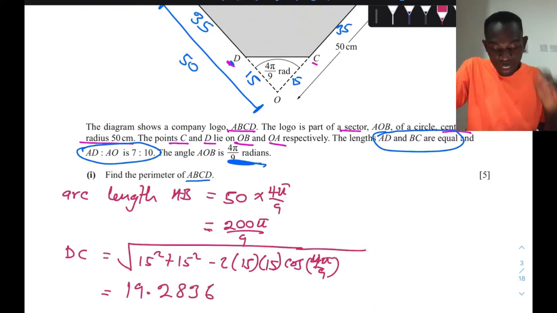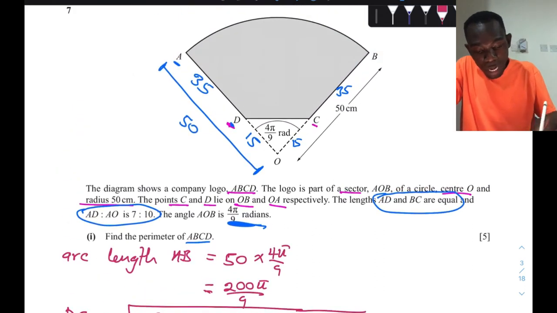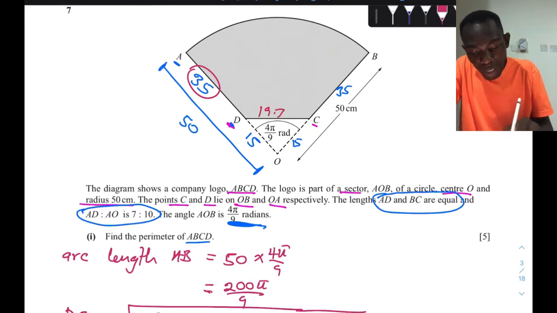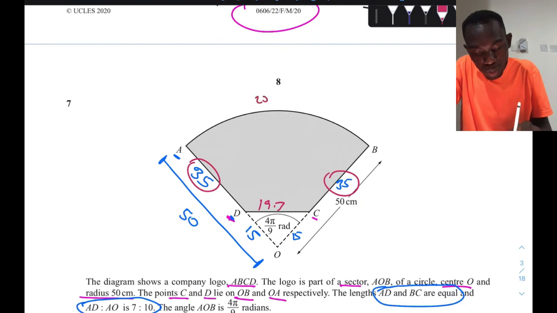19.2836. Okay, so this is what you have. Now they want a perimeter, right? So we are going to add this to what we have found, 19 point something. So let me just write 19.3. Then we add it to 35. Then we add to the arc length, which we got 200 pi on 9. Great. And then we are done.